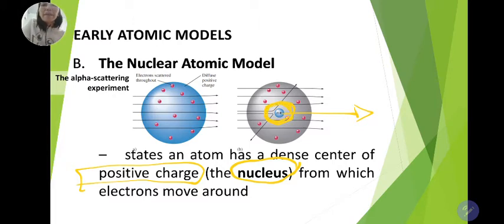While dito sa plum pudding theory, yung kanina, ang sabi niya, yung protons na positively charged ay nandito lang din sa labas. Pero dense cloud siya. Tapos yung electrons nagmo-move around doon. Pero sinabi ni Ernest Rutherford na yung positively charged protons pala nasa loob ng isang nucleus. Hindi siya nakascattered around katulad ng electrons.